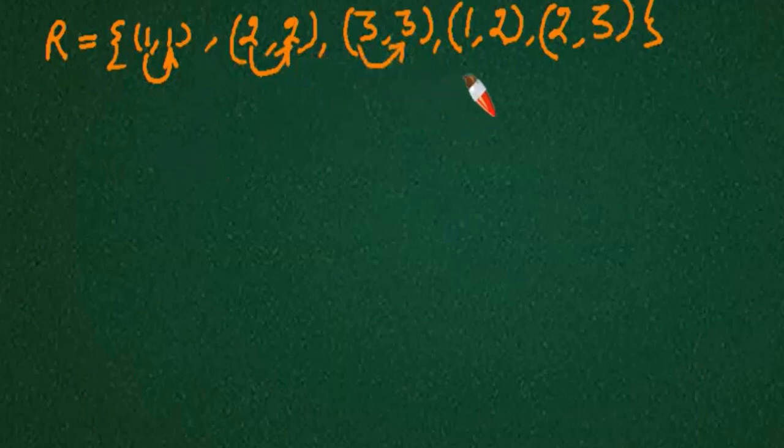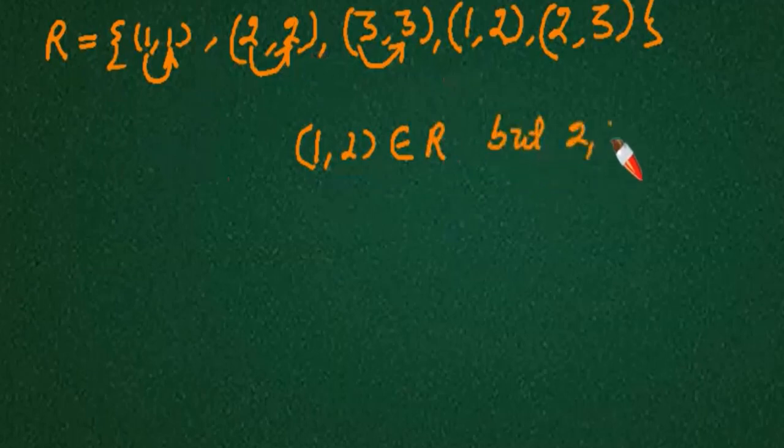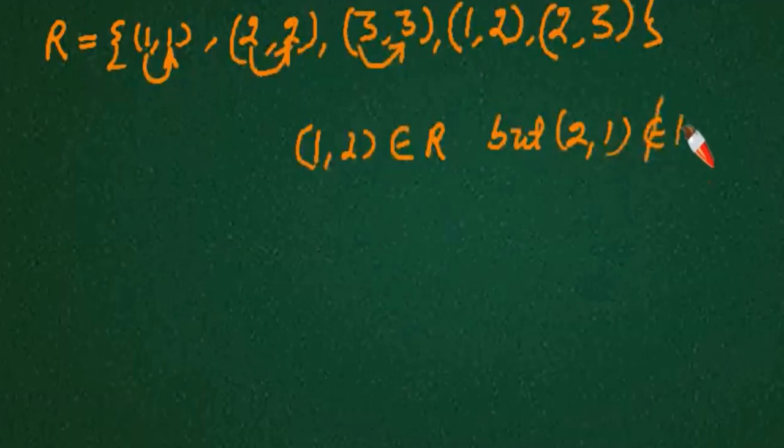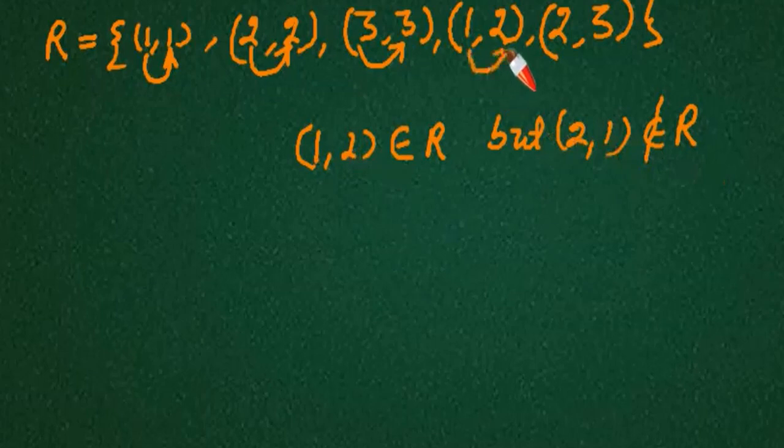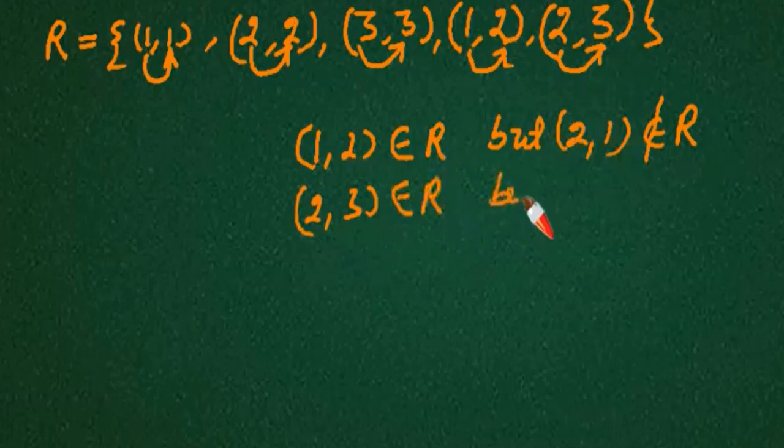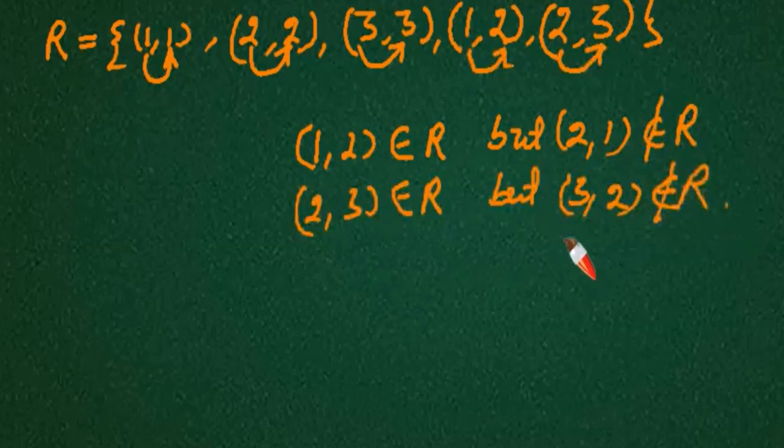But this relation is not symmetric as (1, 2) belongs to R, but the ordered pair (2, 1) doesn't belong to R. If it were symmetric, then 1 is related to 2 and 2 should be related to 1, but here (2, 1) is not there. So 1 is related to 2 but (2, 1) is not there. Similarly, 2 is related to 3 but (3, 2) is not here. You can write, ordered pair (2, 3) belongs to R, but (3, 2) doesn't belong to R. This ordered pair is not there.